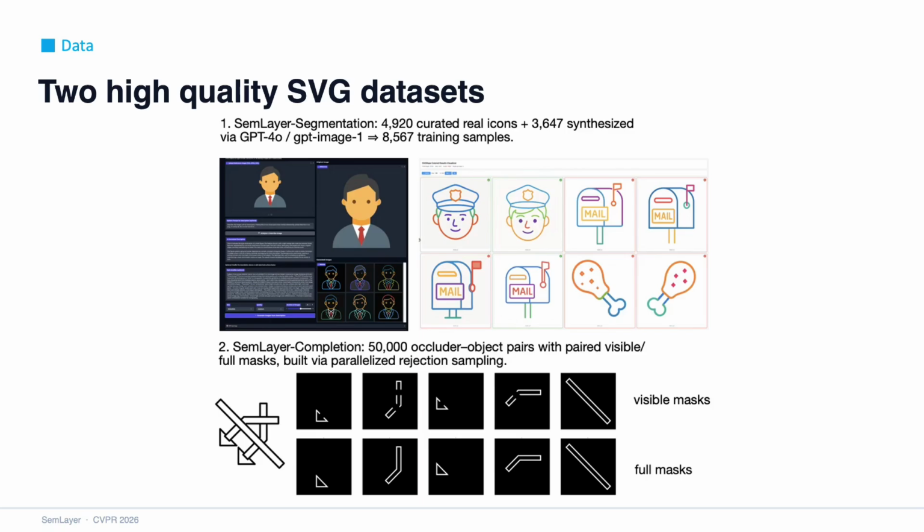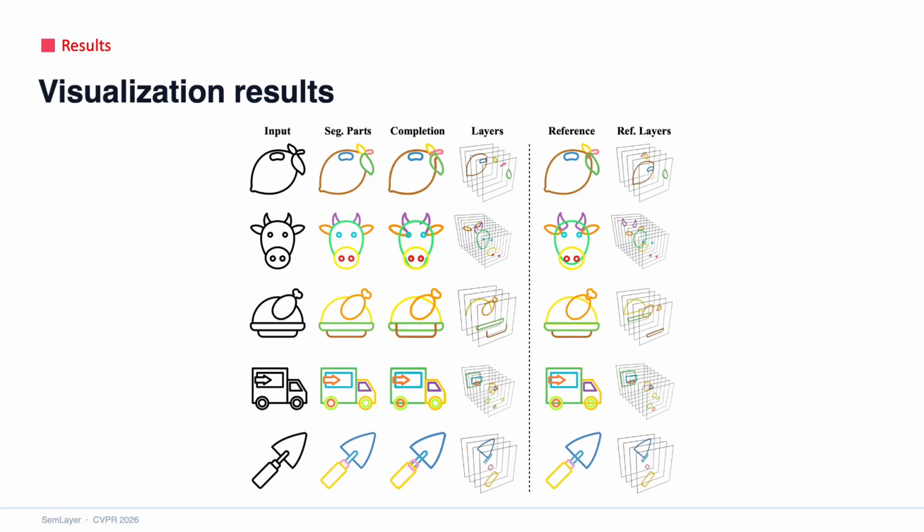SemLayer segmentation contains 8,567 training samples, 4,920 curated real icons combined with 3,647 synthesized via GPT-4o and GPT-Image1. SemLayer completion has 50,000 occluder object pairs, each with paired visible and full masks, built via parallelized rejection sampling to ensure realistic occlusion patterns.